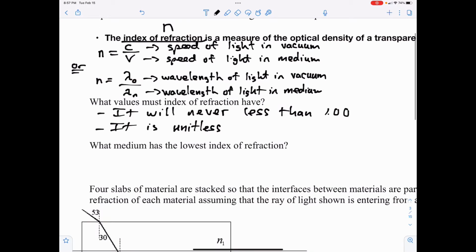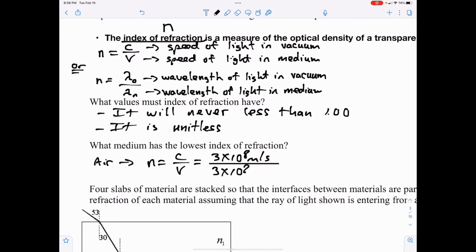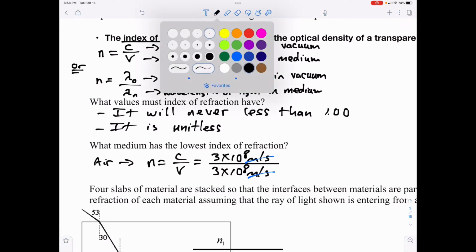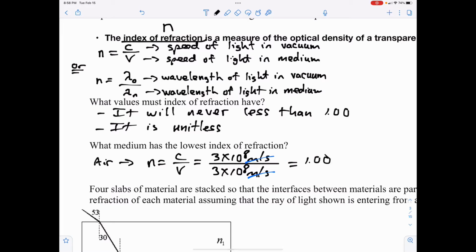Okay, what medium has the lowest index of refraction? Well, that'd be air. Here's why. So n is equal to c over v. Well, the speed of light in a vacuum is 3 times 10 to the 8 meters per second. Well, it turns out in clear air, speed of light is also 3 times 10 to the 8 meters per second, meaning it travels through air the same way it travels through the vacuum of outer space. The units cancel, leaving you with a value of 1.0.